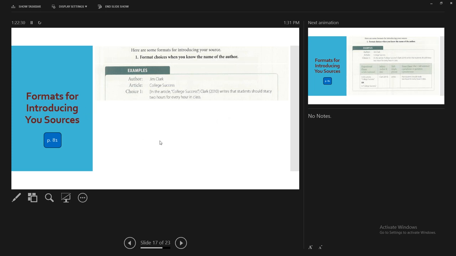And by the way, here you have the name of the author and the title of the article. Okay, so this is the first choice. As you can see, in the article, you write the title of the article. Notice the title of the article is between quotation marks, okay? And then Clark, who's Clark? The author, the surname, the last name of the author. We don't write the full name, only the surname.